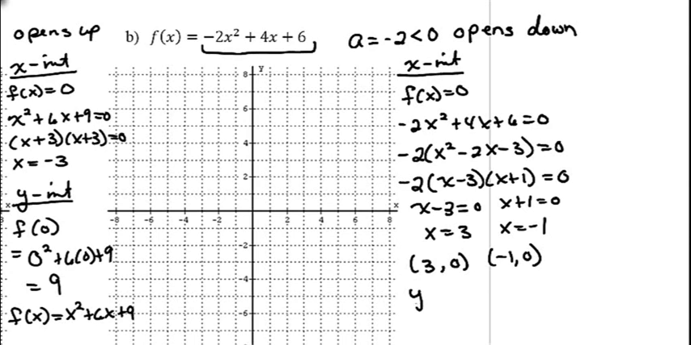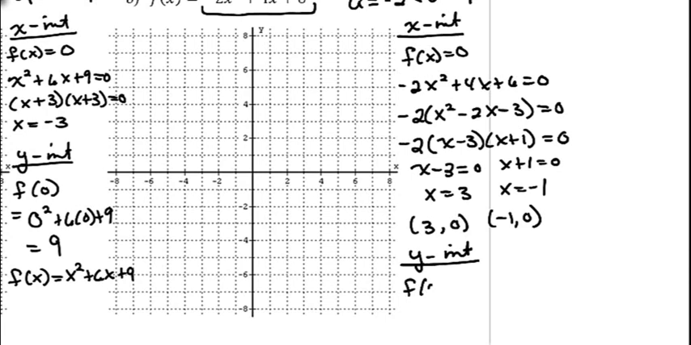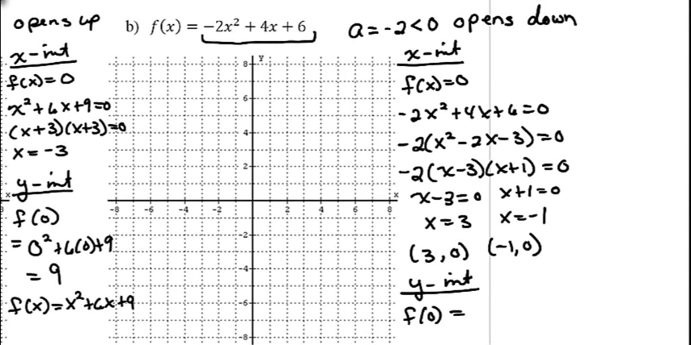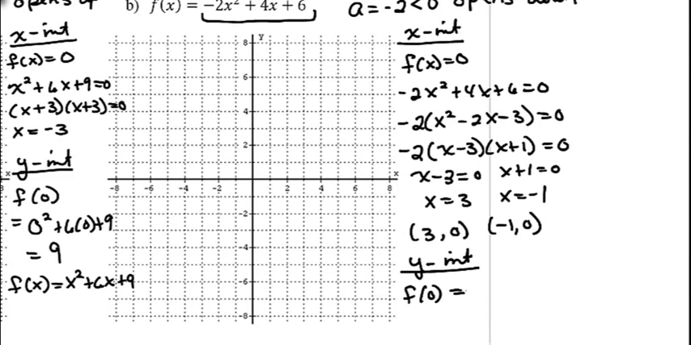Now we want to find our y-intercepts. Y-intercepts happen at f of 0, so we want to plug 0 into our function. And again, let me scroll back up so that you can see this equation. This term will become 0, this term will become 0, and it'll just be left with positive 6. So 6 is going to be our y-intercept, so that's 0, 6.